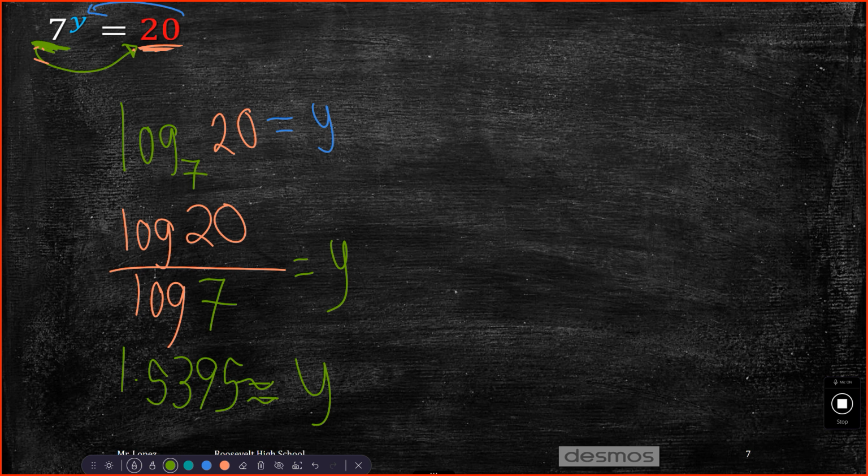How can you verify that the answer is correct? Get your calculator and go 7 to the power of 1.5395. What is that? 7, up button, 1.5395. What are you getting? 19.99999. Isn't that close to 20? So now we got that y is approximately 1.5395.